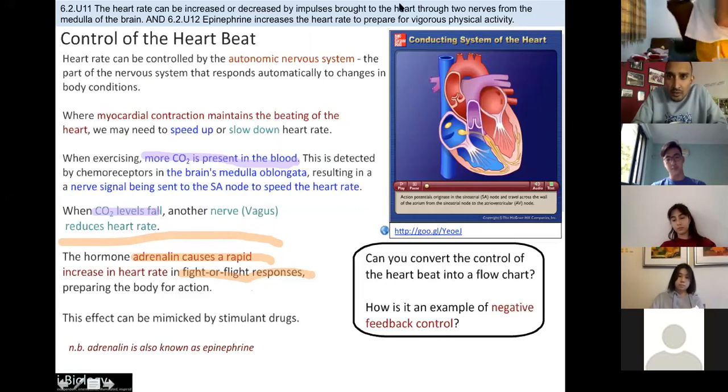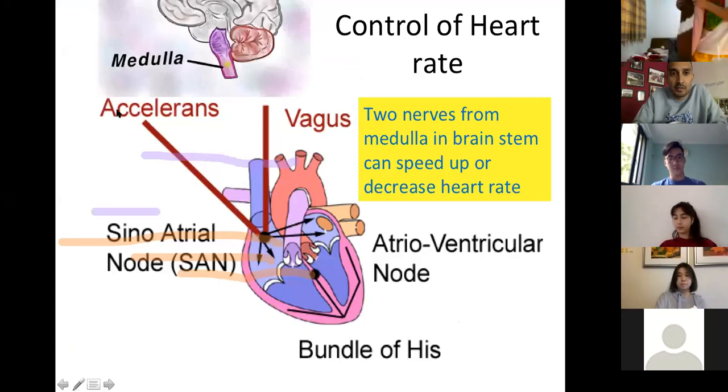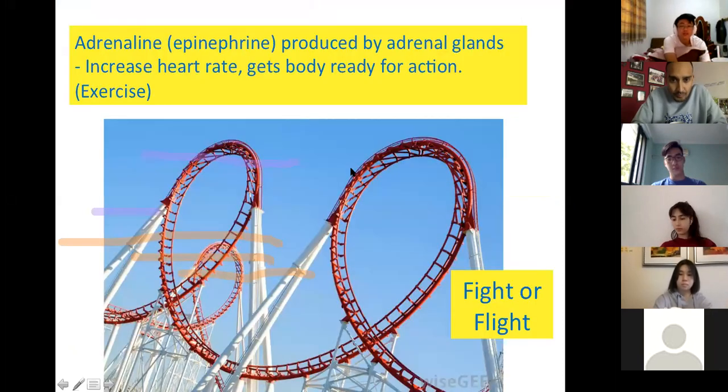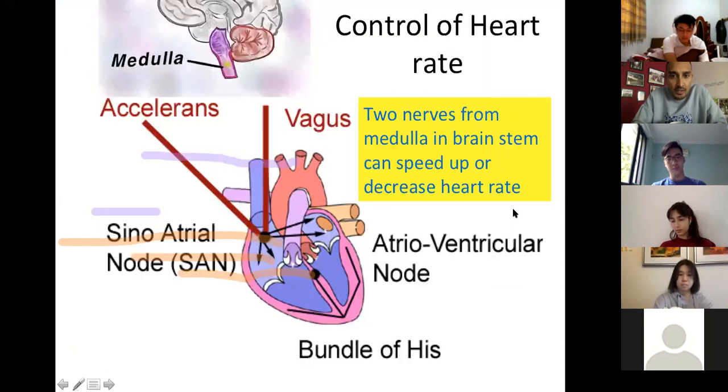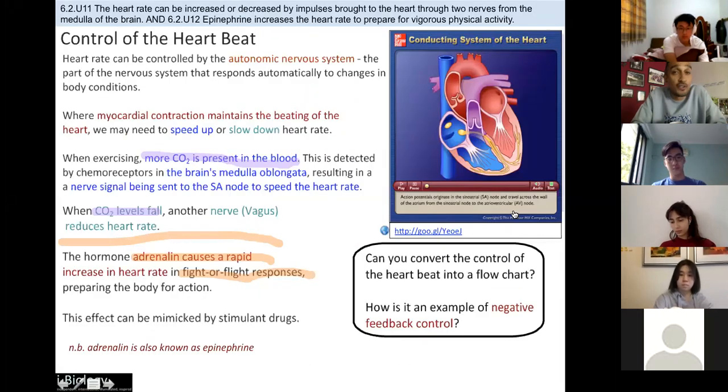I think so. Here, the learning objective says brought to the heart through two nerves from the medulla of the brain. So it doesn't say that you specifically need to know the name, but I think you could probably remember those two. One just means make something go faster, right? Accelerans. Okay. So the two things that can adjust the heart, the pacemaker, from its normal rate are these two nerves that are connected to the brain and the hormone adrenaline, which will be released in times of fear or overexcitement or nervousness.